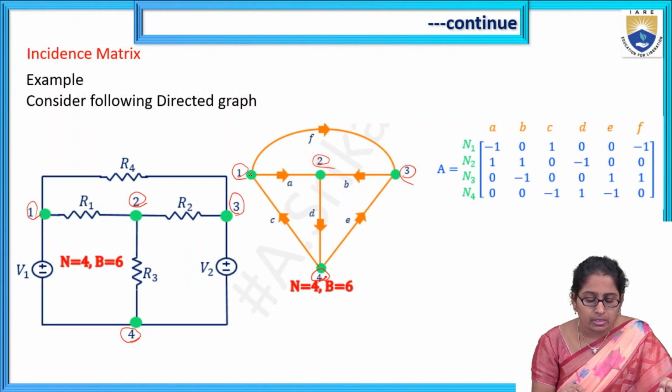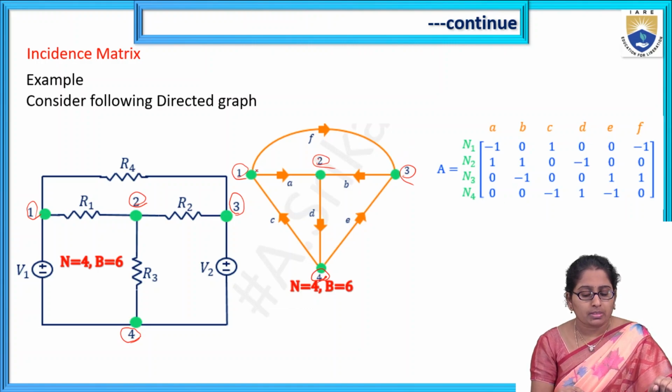Next, from node 1 to node 2, there is an element R1, so between nodes 1 and 2 there is the next branch. Then from node 1 to node 3, there is element R4, so draw a branch between nodes 1 and 3. So from node 1, all the elements are represented.